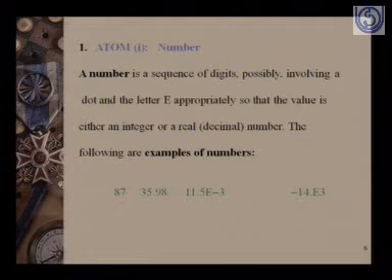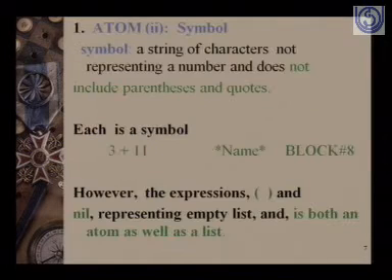All four represent numbers. Some of these may be integer numbers, some may be real numbers, etc. So this is one of the subtypes of atoms, that is numbers, and we have seen examples of number representation in the language LISP. Next, we go to the second category of atoms. The second category of atoms is symbols. Now, a symbol is actually any sequence of characters which does not involve a pair of parentheses and does not involve double quotes, then it is a symbol.